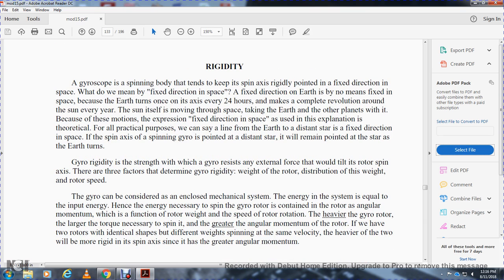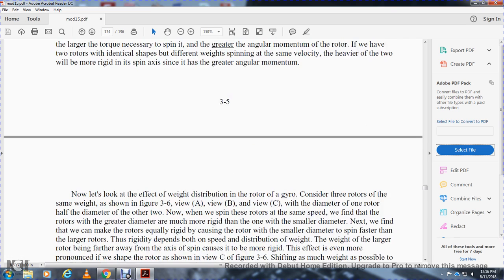The gyro can be considered an enclosed mechanical system of energy. The system's output is equal to the input of energy. The energy necessary to spin the gyro rotor is contained in the rotor as angular momentum, a function of the rotor weight and the speed of the rotor's rotation. The heavier the gyro rotor, the larger the torque necessary to spin it, and the greater the angular momentum of the rotor. Take two rotors of identical shape but different weights, spinning at the same velocity. The heavier of the two will be more rigid in its spin axis, having the greater angular momentum.